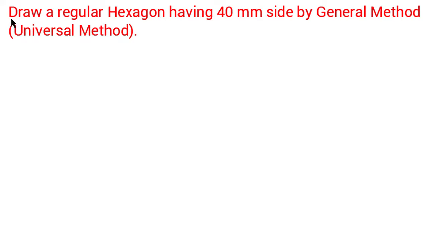So here it is, our data for the problem. Draw a regular hexagon having 40 mm side by general method, which is also known as universal method. So as per the given data, we will draw a horizontal line of 40 mm dimension and name the endpoints of that line by point A and point B.